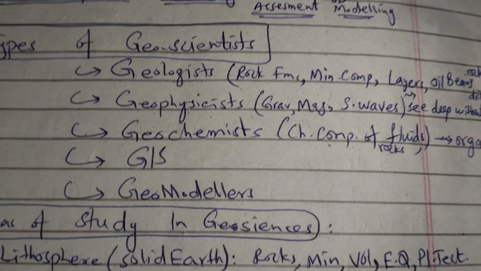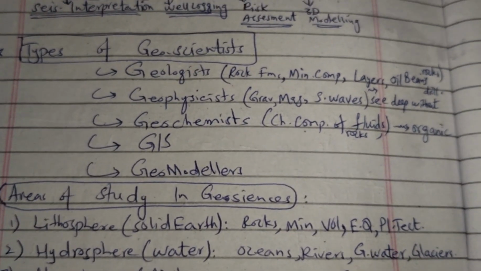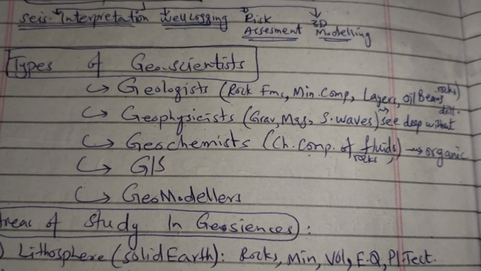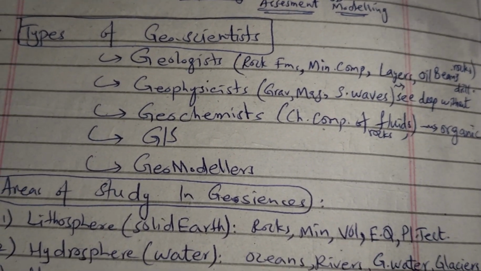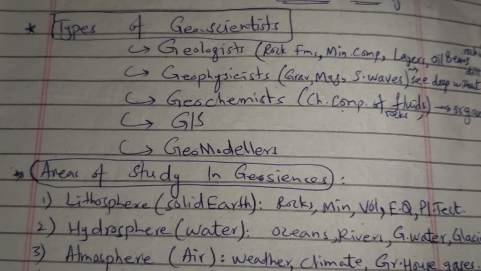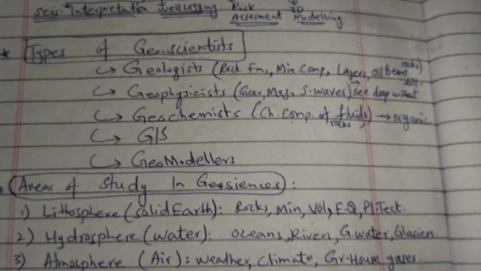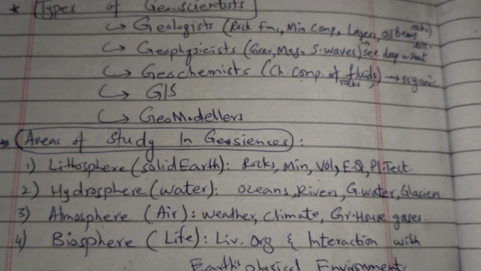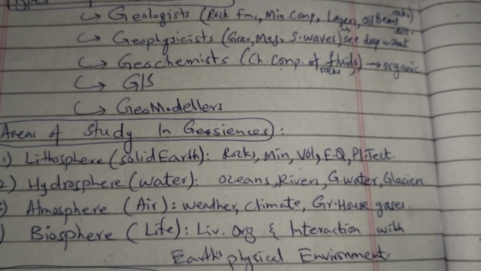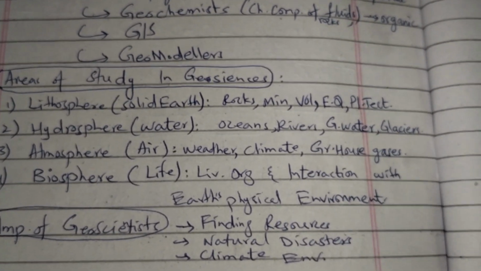And the others are GIS, geographic information system, and remote sensing, and geomodelers who do geomodeling, and different types of other things, geomechanics, geosteering features, etc., with respect to earth and borehole studies.